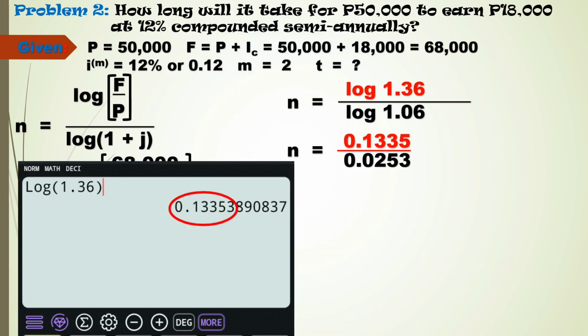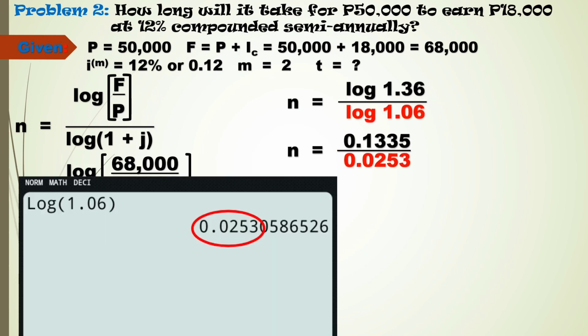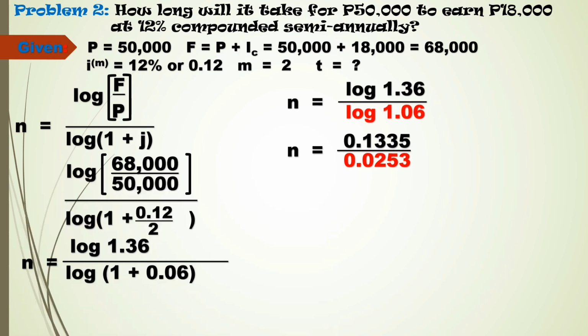The logarithm of 1.36 equals 0.1335. The logarithm of 1.06 equals 0.0253. Simplify further the result. 0.1335 divided by 0.0253 equals 5.28. And that is now the value of n.